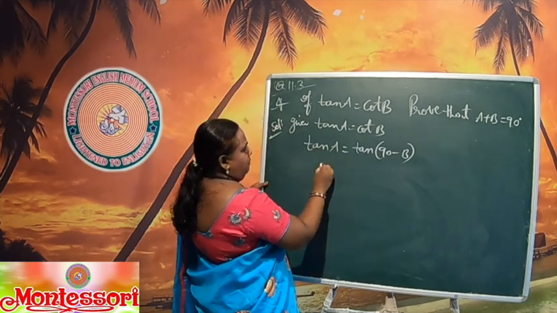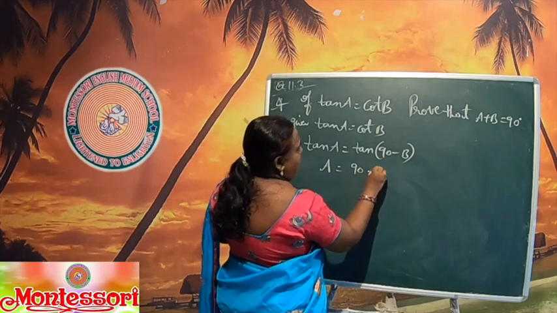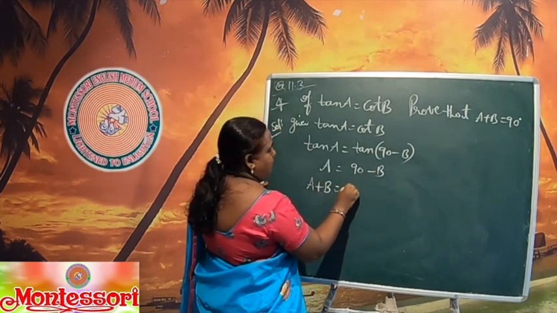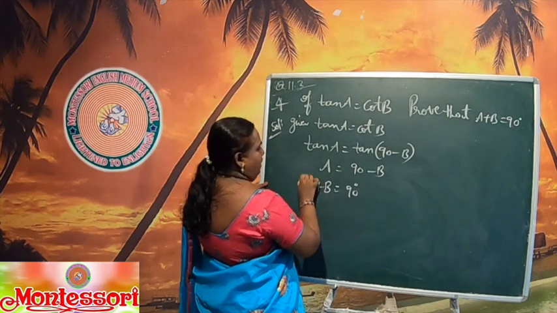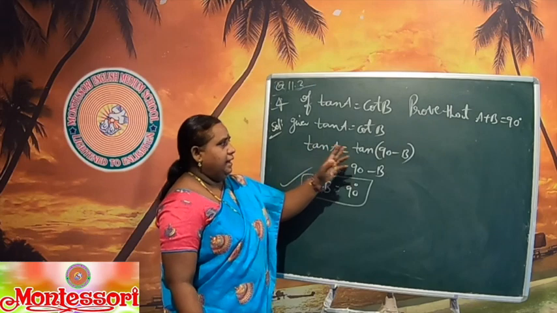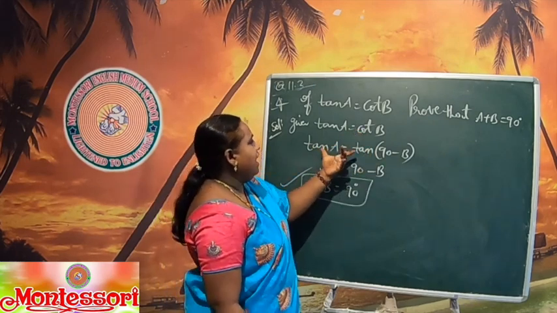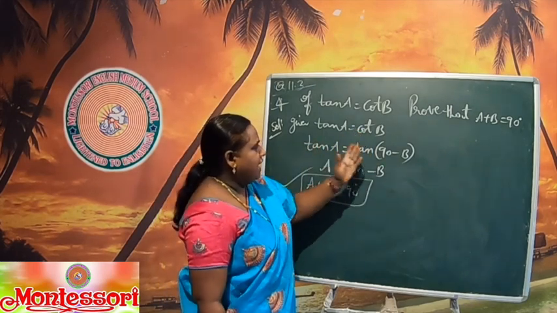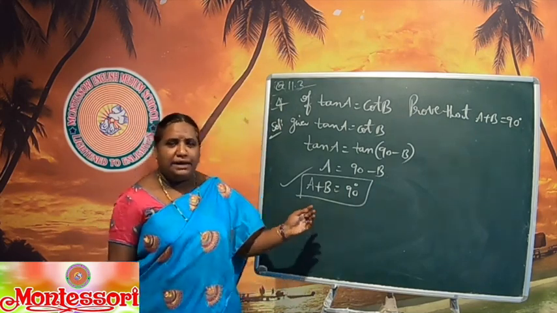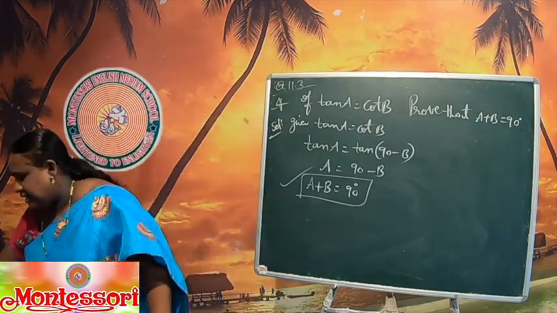Now take off tan on both sides. A is equal to 90 minus B, and bring B to the LHS, and A plus B is equal to 90 degrees. That's what we have to prove. Simple. I just changed this, took off tan on both sides, A is equal to 90 minus B, and we equalized the angles. Very simple technique. And the next and the last one.